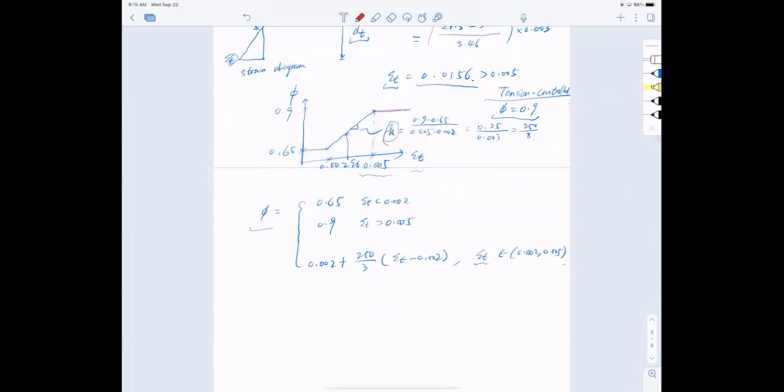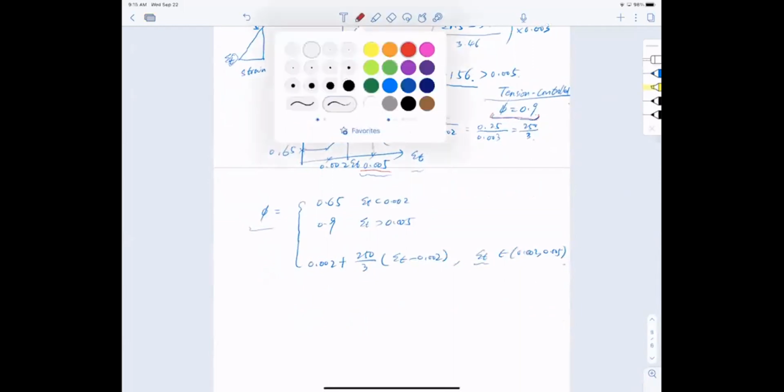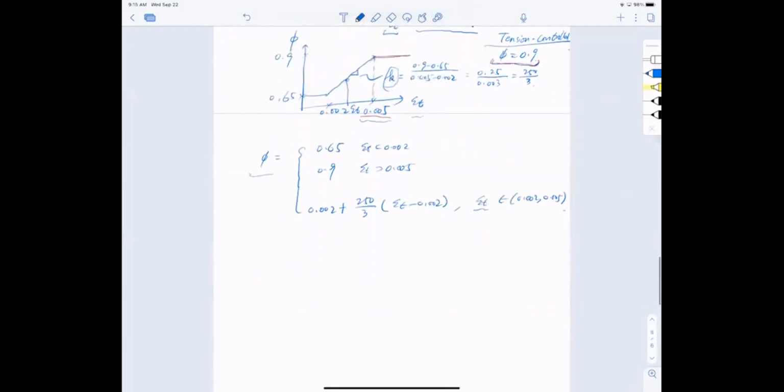But we're all fine here because our strain has exceeded 0.005. So phi equals 0.9, simply that. All right, so with that, I'm pretty happy. I say, look, I have everything under control. I can proceed to calculate my moment.